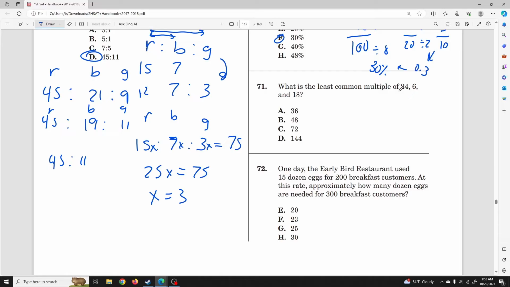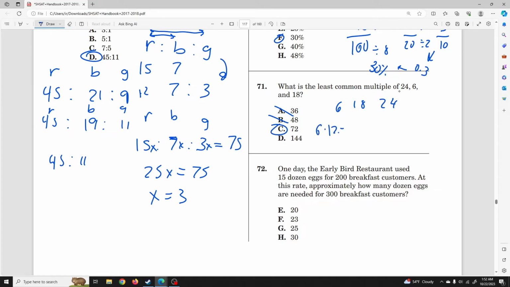What is the least common multiple of 26, 18, and 24, right? So what's the smallest number that all of these multiply into? It can't be 36 because 24 does not multiply into 36. It can't be 48 because 18 does not multiply into 48. The smallest number is actually 72.